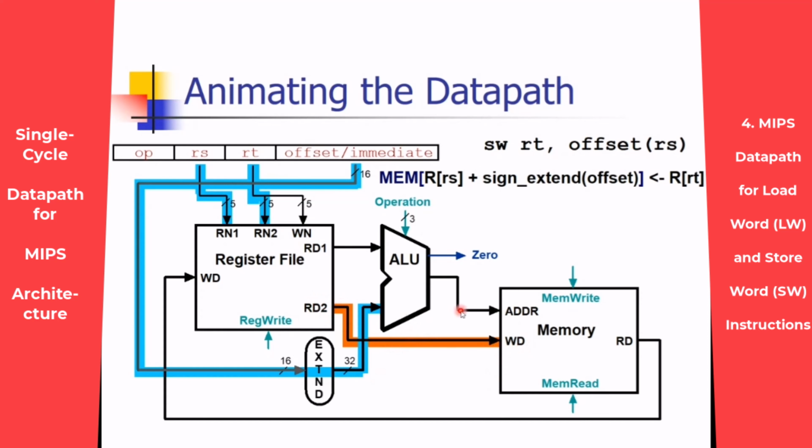And the address is determined by adding the offset plus base register. This is the address that is computed by adding the content of the register RS plus the sign extension of the offset. So memory write control should be 1, memory read should be 0. Operation is addition. And we don't want to write inside the register file, so register write should be 0.